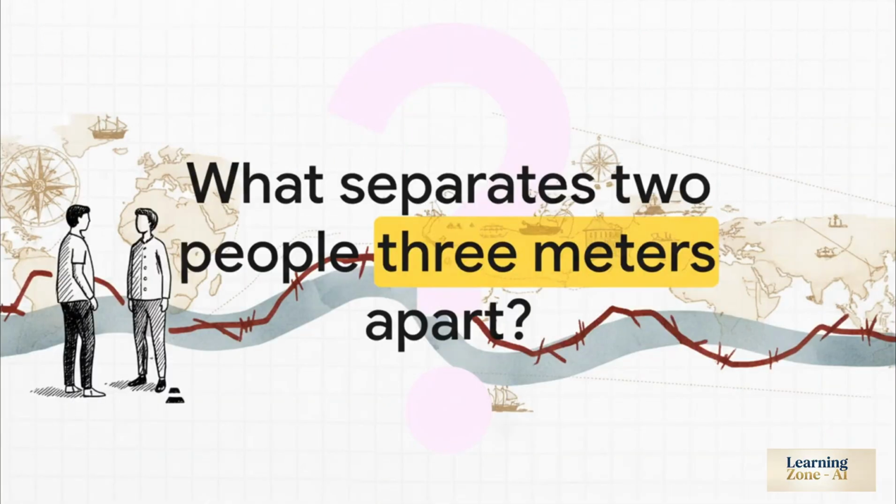All right, let me start by asking you something. Picture this. You've got two people, and they're standing just 3 meters apart. I mean, that's nothing, right? A couple of steps. But what if crossing that tiny distance means crossing an invisible line? A line that changes everything.